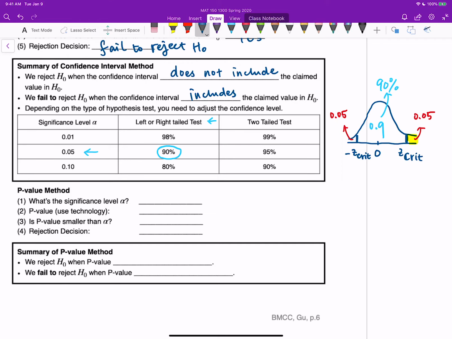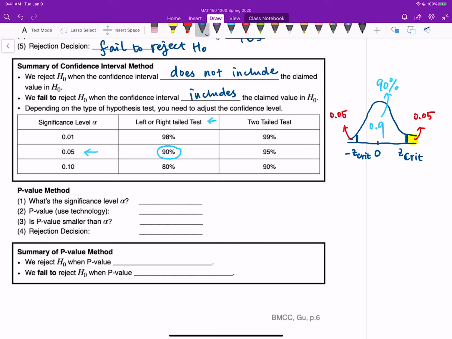P-value, as we said before, is the probability of observing something as extreme or more than what you observed based on your sample, assuming that the null hypothesis is correct, which is based on the rare event rule. If our p-value is extremely small, less than the significance level alpha, then we will reject the null hypothesis. Otherwise, we fail to reject. So let's look at the p-value method right here.